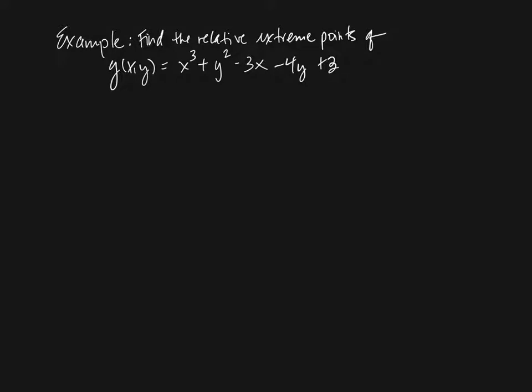All right, find the relative extreme points. And of course, there may be a saddle point. You can find that along the way. For g of x y equals x cubed plus y squared minus 3x minus 4y plus 3. All right, so first steps, we need our partials.